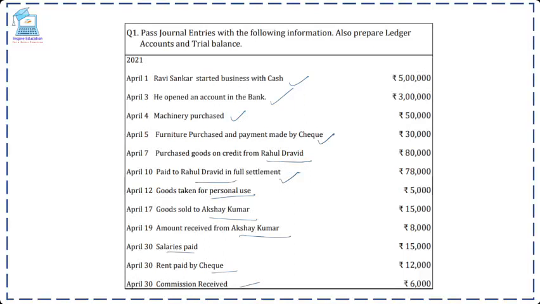I've got one question in the chat section, drawings of goods. Drawings on April 12, yes, goods taken for personal use. If goods are taken for personal use, it is the drawings, right? He has taken goods for personal use, that means it is the drawings. Anything contributed by the owner is called capital, and anything taken by the owner from the business is drawings. So this is the drawings and this is the capital.